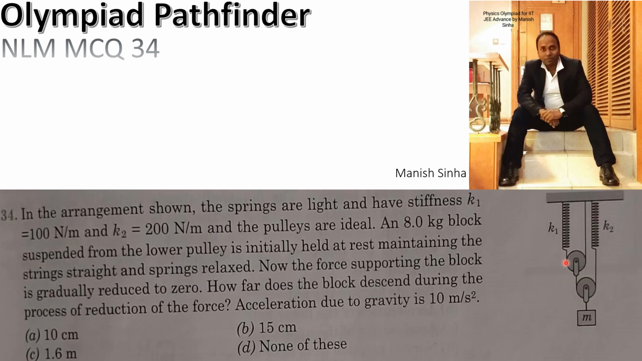And string is straight. So it is not under tension, but it is straight. Now the force supporting the block is gradually reduced to zero. So it means the block will start coming down, and all the time the supporting force is reducing in such a way so that the system is in equilibrium.